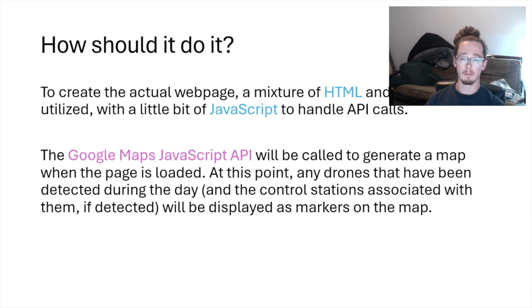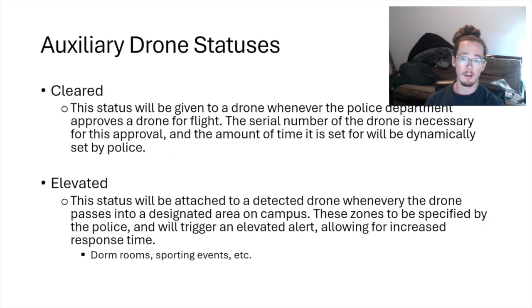But this API is going to be called a couple of different times. Mainly, it will be called when the web page is loaded to instantiate a new map of campus. And then anytime we receive a new drone detection, it's going to place a marker on the map with the drone information. And the control station will also get a marker. Auxiliary drone statuses, like I said earlier, include a cleared status. So the website is going to allow the user to go in and set a drone as clear so that an alert is not generated whenever that drone is detected by our system.